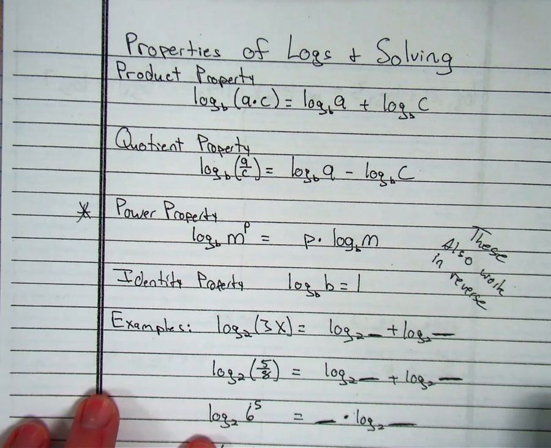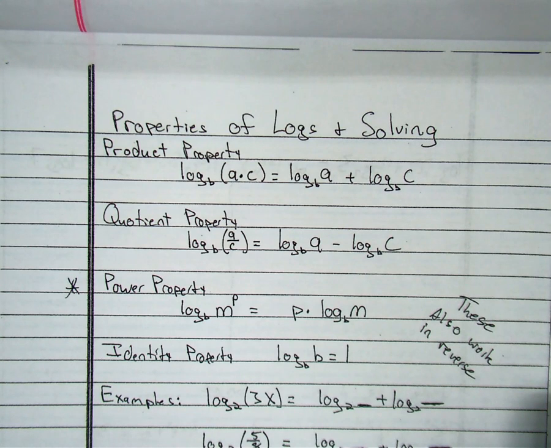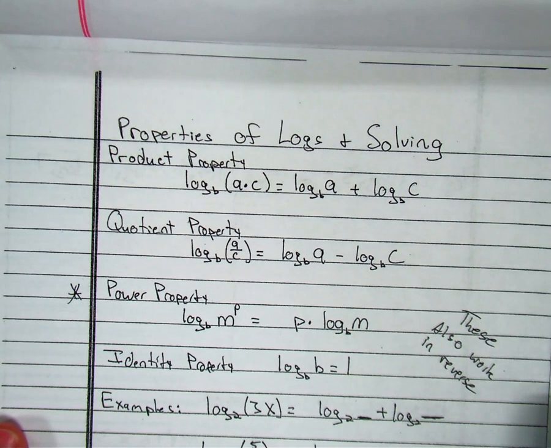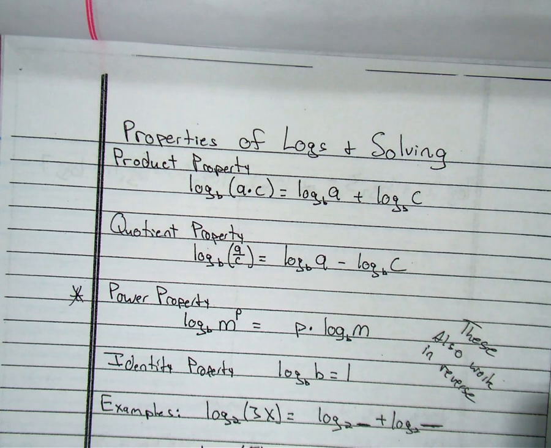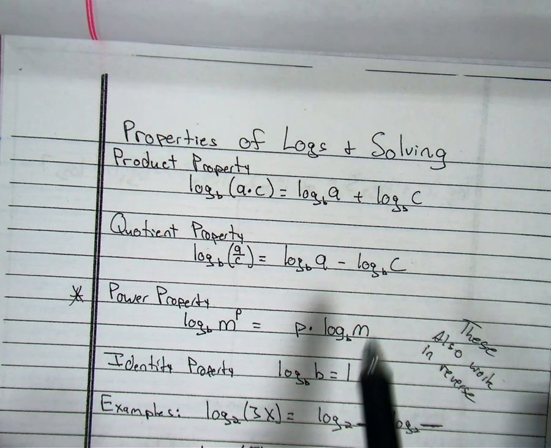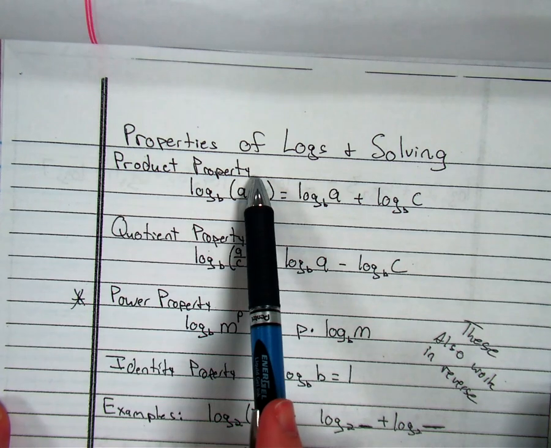Number 2, here we are with the last learning lesson of Unit 7. We have solving with properties of logs. We've got 3 main properties that we're going to look at today and one old one that we're going to review. Our first property is the log product property.